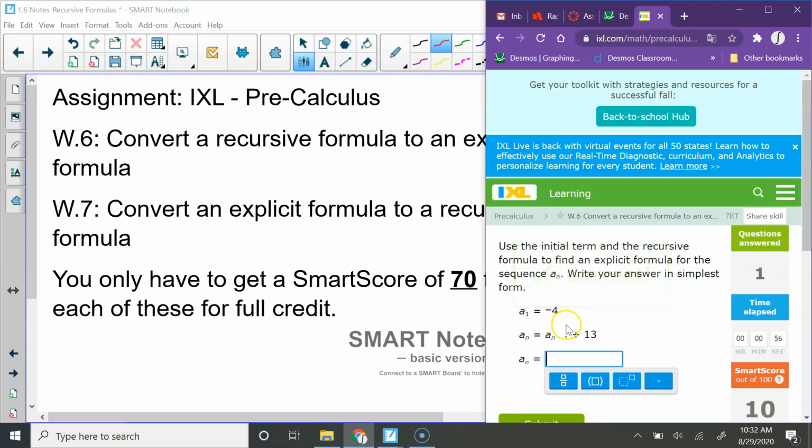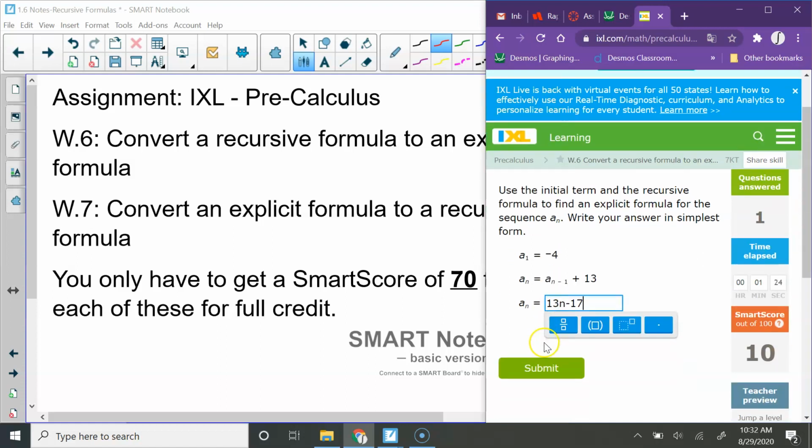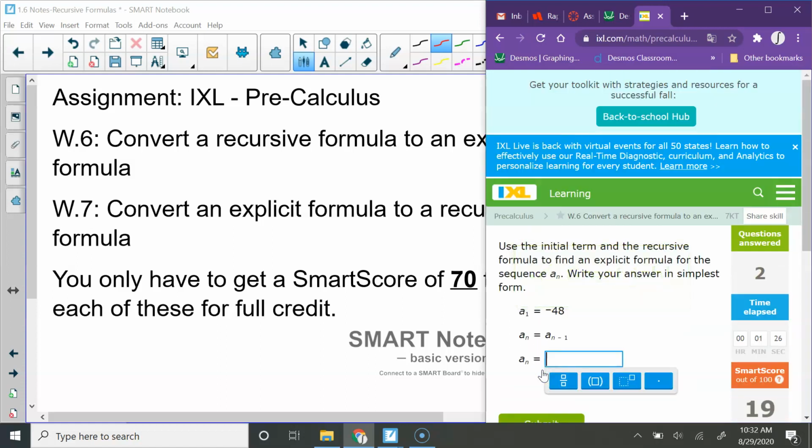So be careful with these. Let's see if I can come across another one. So here you're adding 13 each time, so that's going to be 13n. That's your slope. But again, you've got negative 4 is a sub 1. You want to go backwards one more. So instead of adding 13, you'll have to subtract 13. So if you do negative 4 minus 13, you're going to get negative 17. So not 27. Negative 17 is going to be your y-intercept for that one.